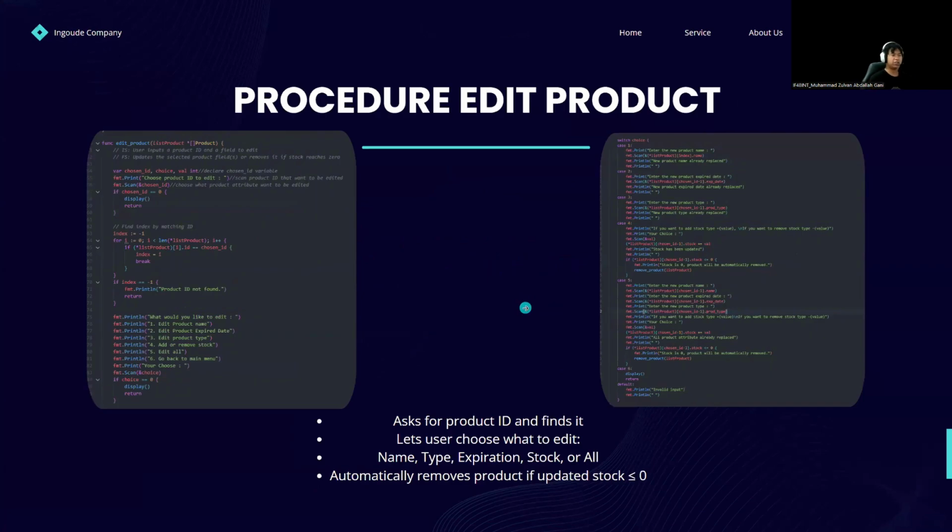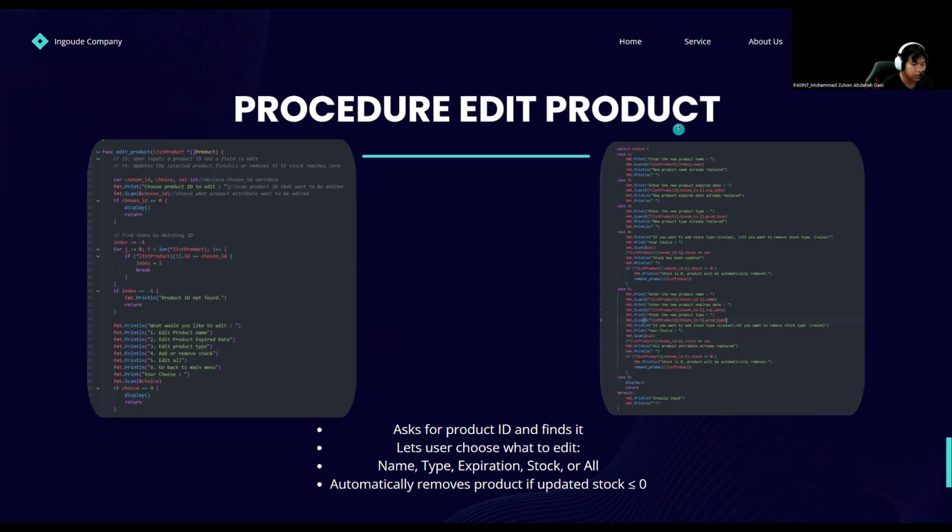And then the procedure edit product. It will ask for the product ID and find it, and then lets the user choose what to edit: name, type, expiration, stock, or edit all. And then it automatically removes the product if the updated stock is equal to 0.